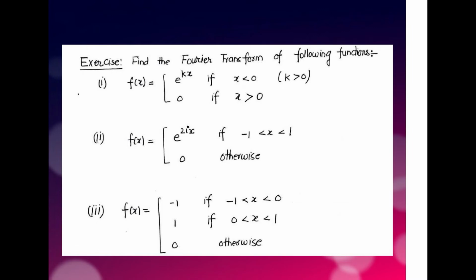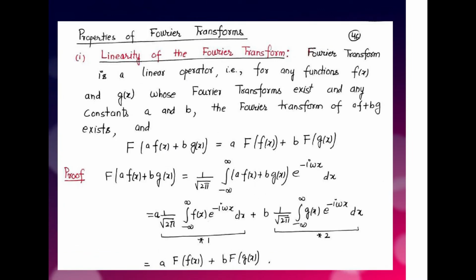Now, properties of Fourier transform. First property is about the linearity of Fourier transform. It says that Fourier transform is a linear operator. It means that if f and g are two functions and their Fourier transforms exist, then the Fourier transform of a times f of x plus b times g of x is equal to a times Fourier transform of function f plus b times Fourier transform of g, where a and b are constants.